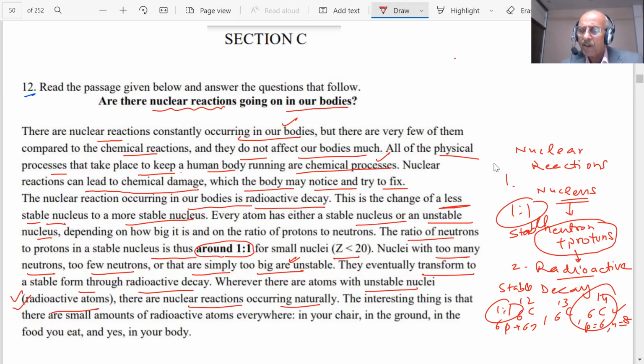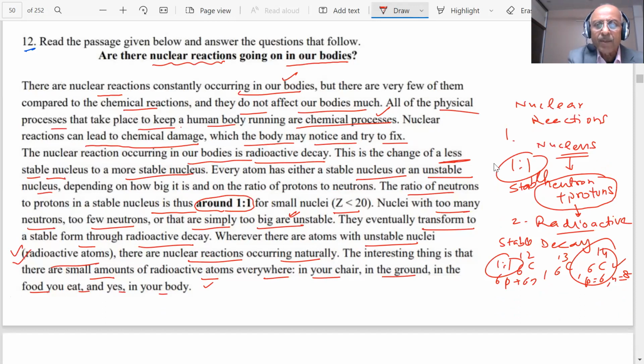There are so many cases of that. You have heard about the story of radium also. They are emitting certain radiations and this reaction continues. The interesting thing is that there are very small amounts of radioactive atoms everywhere: in your chair, in the ground, in your food you eat. Yes, in all your body. The amount is very, very small. That is why we are not affected. The amount of radioactive atoms present in our body, in the chair in which I'm sitting, in the ground is very, very small. Therefore, they are not doing any damage to us.